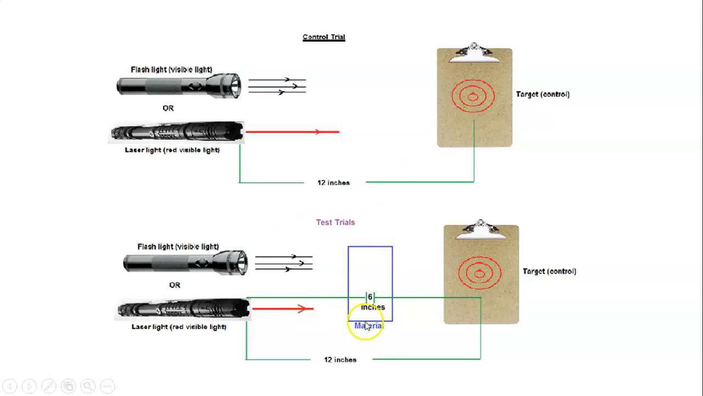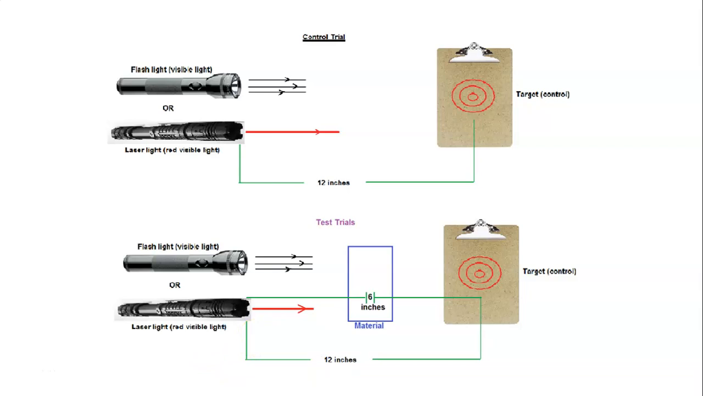So exactly at 6 inches, so 6 inches away from the target and 6 inches away from the light source, you are going to put an object. And what we're going to do is we're going to change the physical traits, features, or characteristics of that material. Okay?